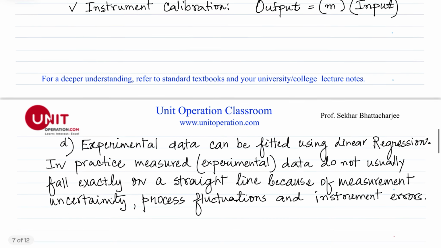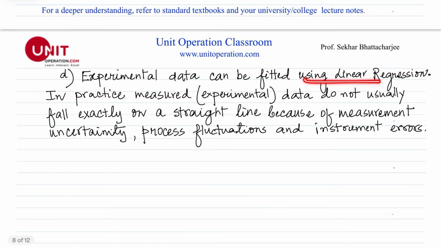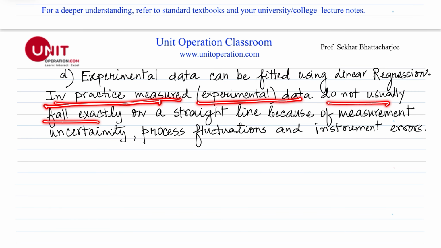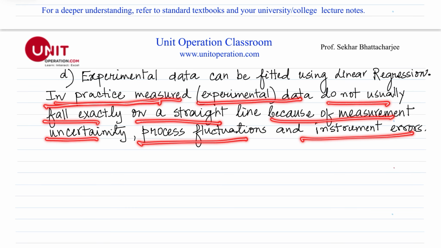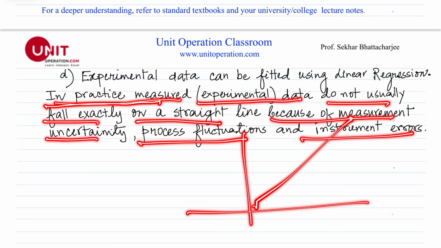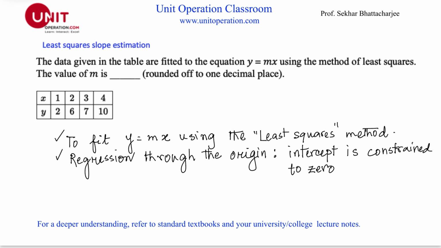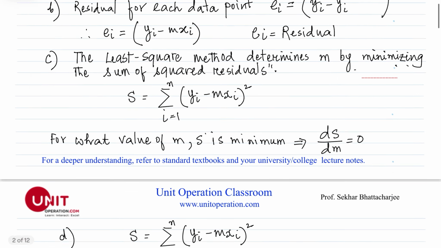Experimental data can be fitted using linear regression. We do that quite regularly in laboratories. In practice, measured or experimental data do not usually fall exactly on a straight line because of measurement uncertainty, process fluctuations, and instrument errors. That's why we use the linear regression method. The answer to this one, m, of course, is 2.5. That's what we got here.